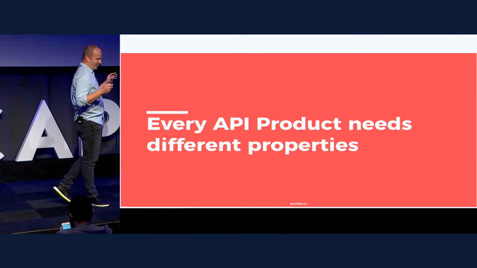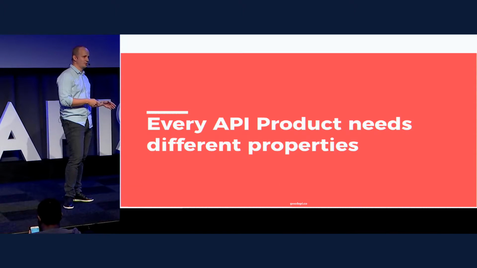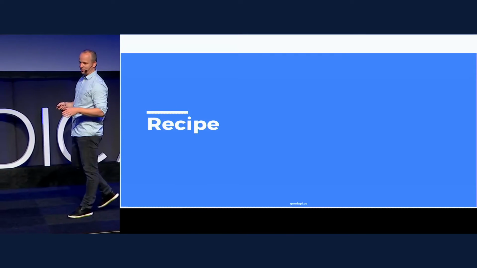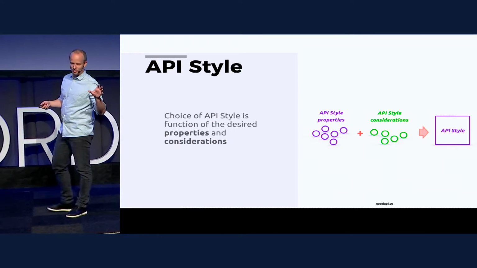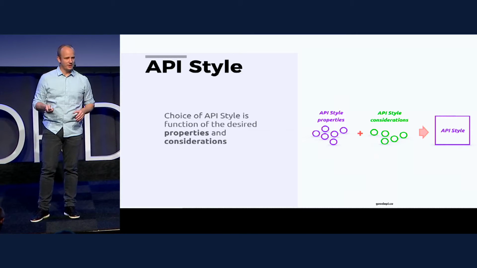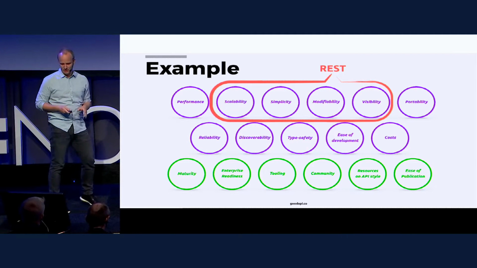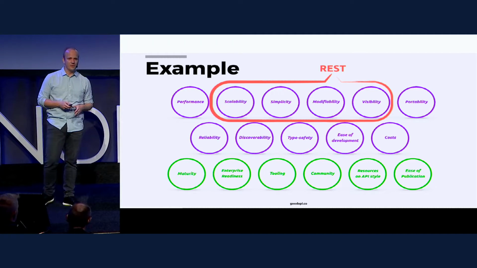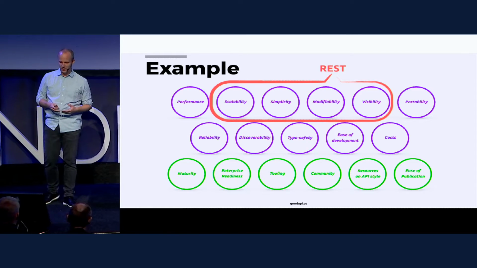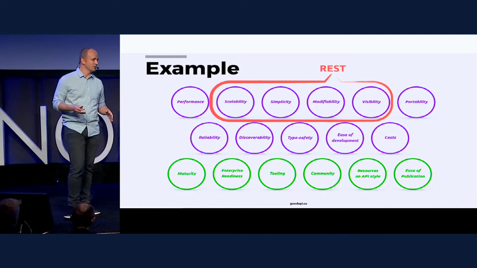Important message here: every product is different and needs different properties. It doesn't make sense that everybody's doing REST or GraphQL regardless of your properties, right? The recipe is very simple. You just think about the properties you want to get and maybe the considerations of the system, and you pick the right style, right? I'll give you examples. This would be for REST. If you care about scaling, if you care about versioning and modifiability, you pick REST, right? It's probably not all that great if you want ease of development or super simple tooling.